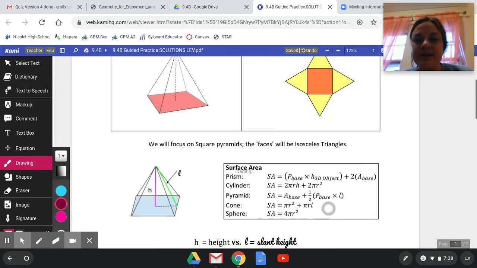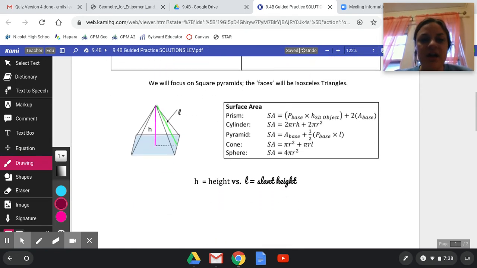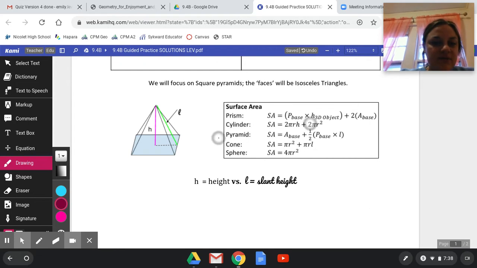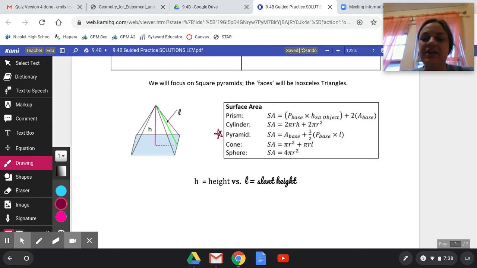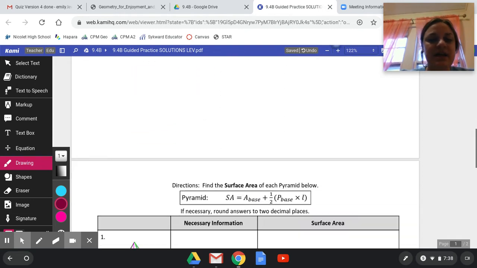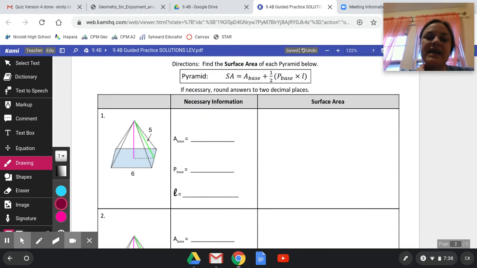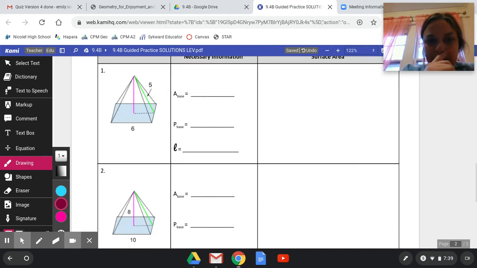Okay, so once again, we have our formulas. Today we're talking about surface area. So our surface area formula for a pyramid is area of base plus 1/2 perimeter of base times slant height. So we're working with the same pyramids we worked with yesterday. So let's see here. First of all, we can just do a quick refresher on the area of base.